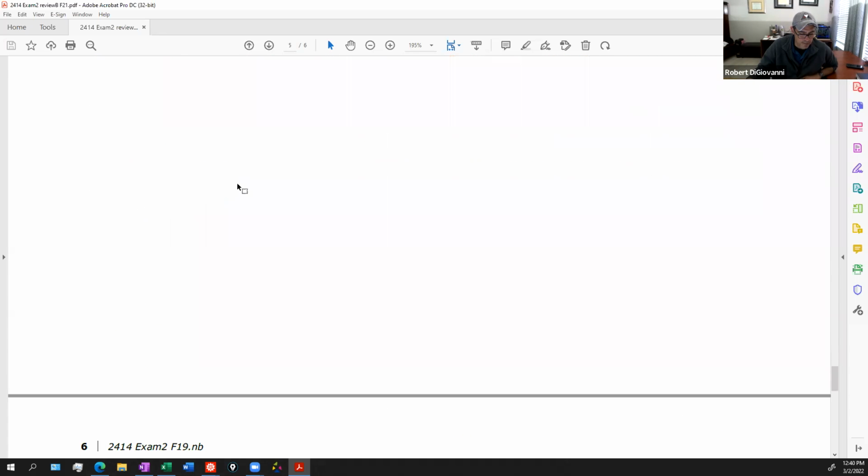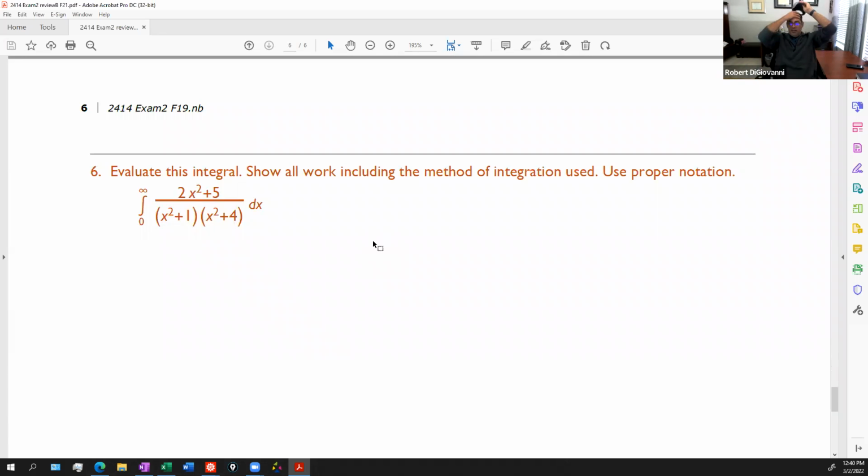I said skip 5. This is a good one. This is partial fractions, improper. So you've got an improper integral, you've got to go from 0 to infinity, so you've got a limit. But the integral itself is a partial fraction problem, so there's a lot going on here. These are both irreducible quadratics, so you've got to do your partial fractions and rewrite this. Get a nice Ax plus B over x squared plus 1, and Cx plus D over the other. Ugh. Yeah, solve the system.